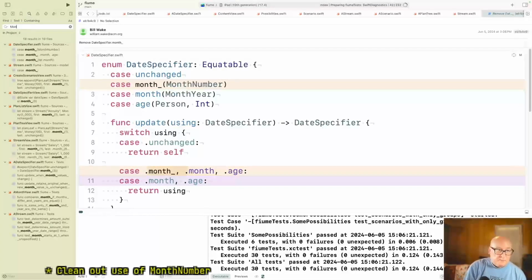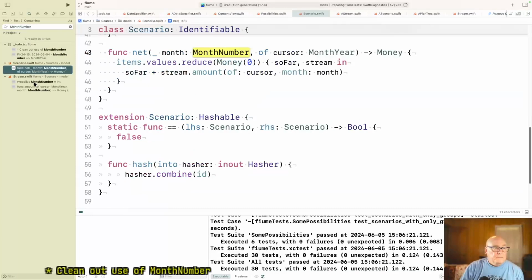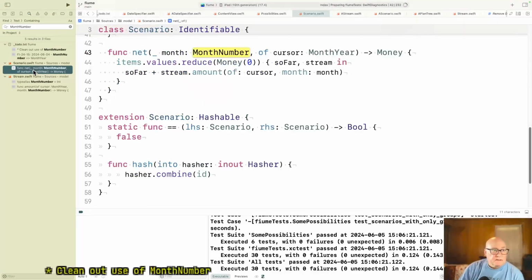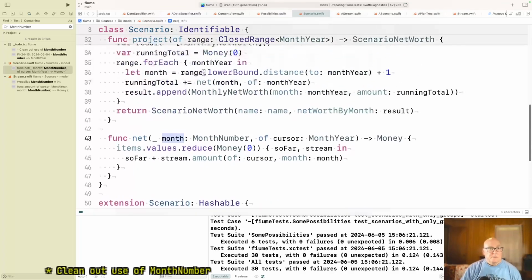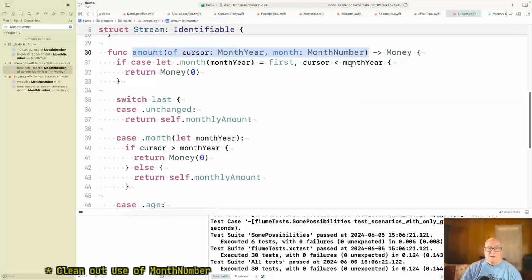Okay, now let's look for month number. So yeah, the uses of this then, here's stream. We're using cursor, but we're not using underscore month. What's month? Oh, we are. Stream.amount. Oh, let's go down to stream.amount.